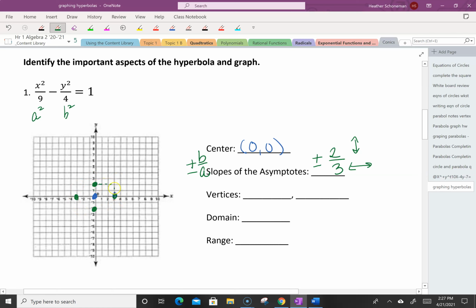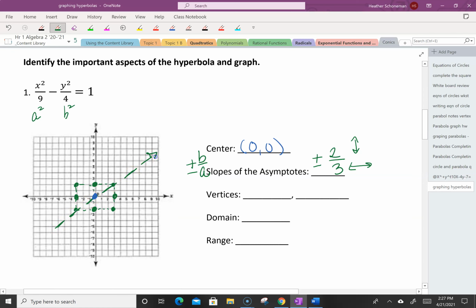If I go over here and up here, I get a point this way. Over here and up here, I get a point. Over here, I get another point, and here I get another point. So this creates my box. Once I have my box, I can graph the asymptotes, and the asymptotes go through the diagonals.